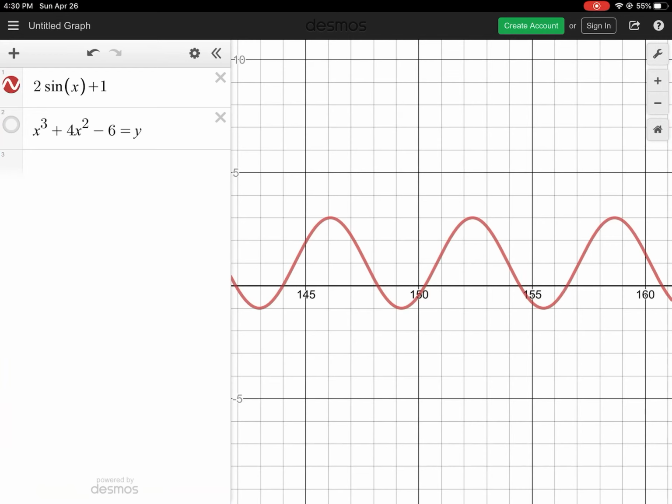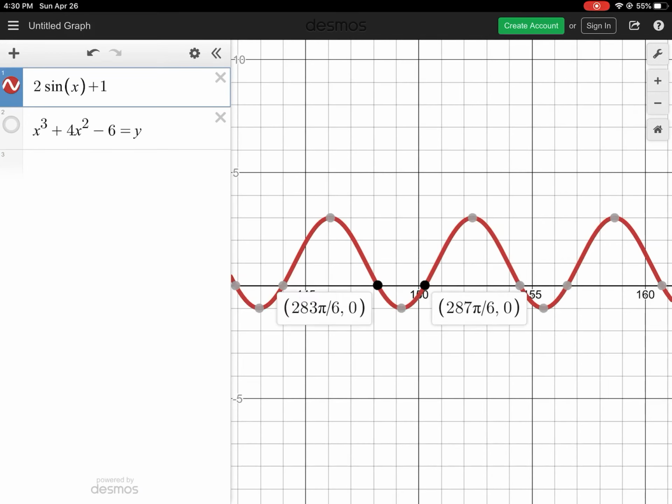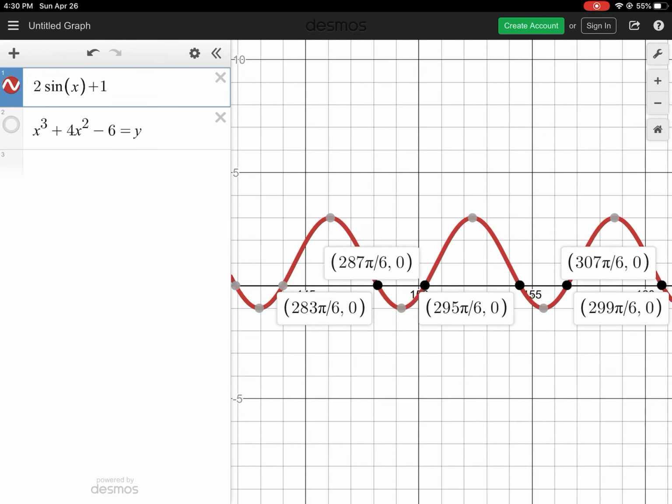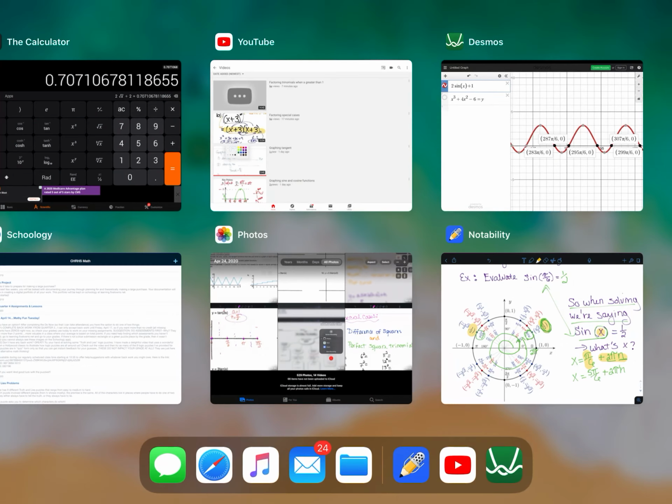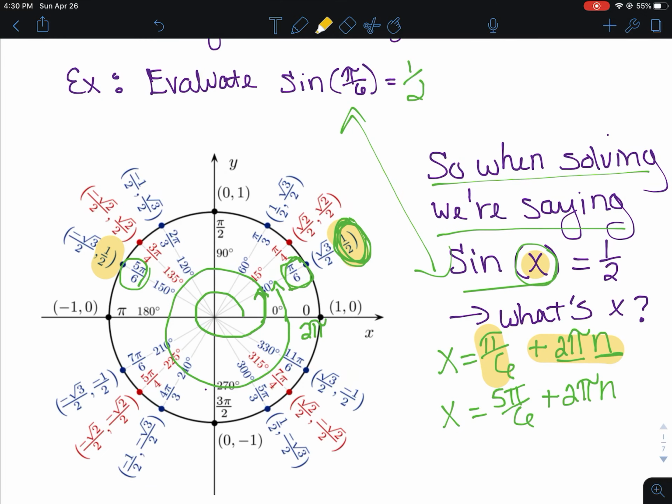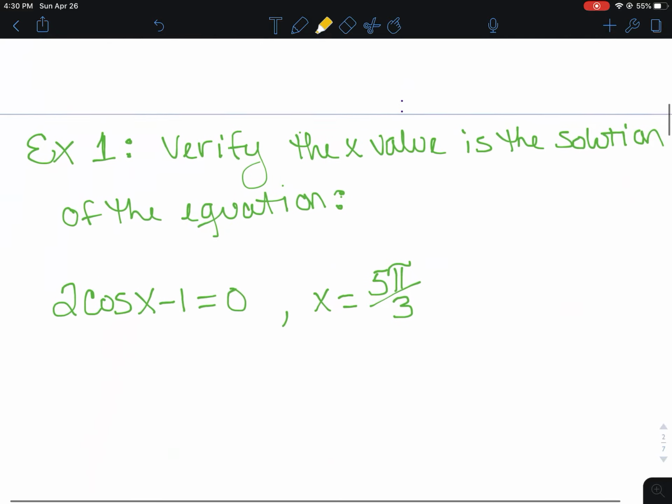So we're looking for angles just like when we were looking at Desmos. All of these values here, those are all angles, all those x values. Those are going to be our solutions. So they're giving us the y value. We're looking for the x value, okay? All right, so let's try some.